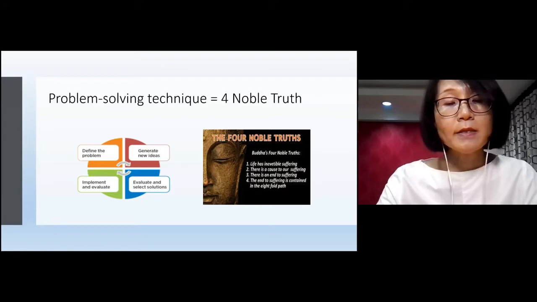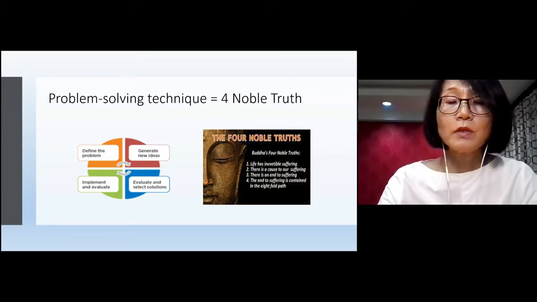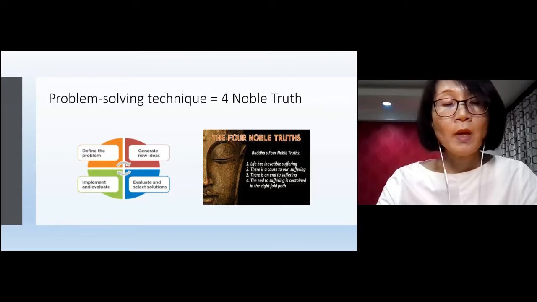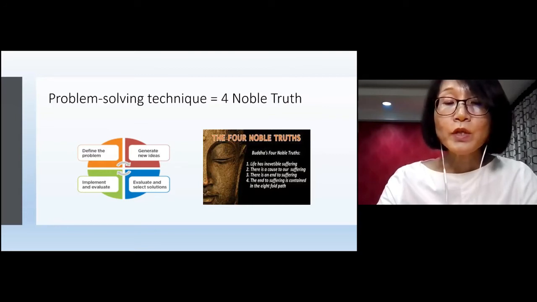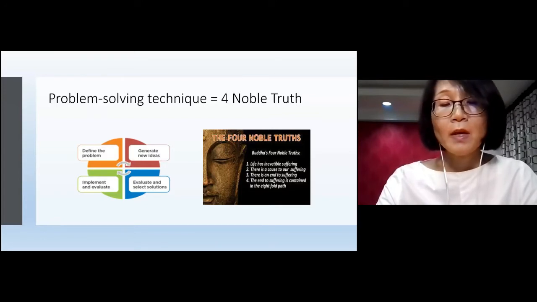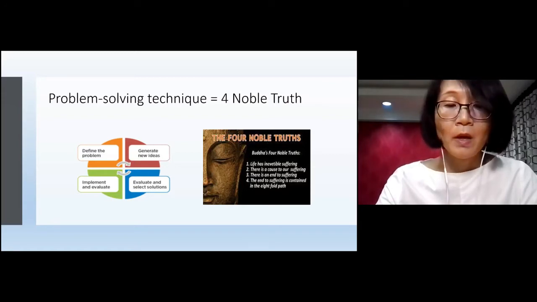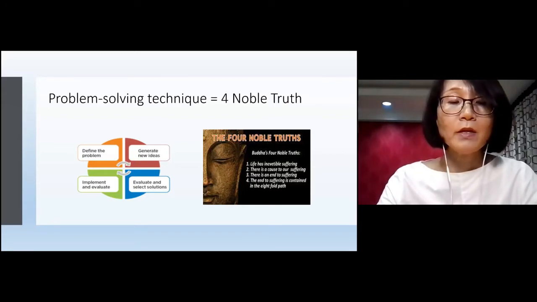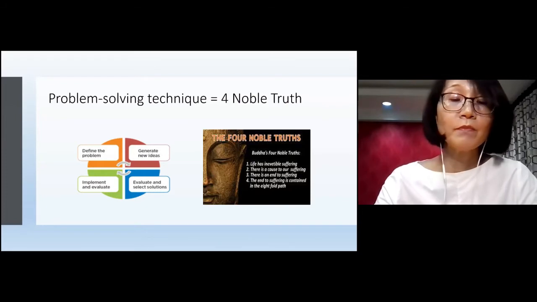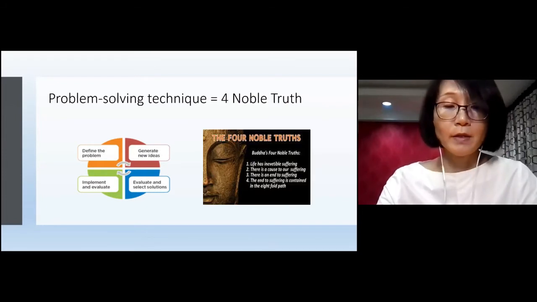And here, the second step to problem solving is to generate solutions to solving the issue. The third step is to choose which among the ideas generated might be suited to our needs or circumstances. And in the fourth step, we put it into action and review its outcome. So in generating ideas and making choices, we could use some principles from the Eightfold Path as well.